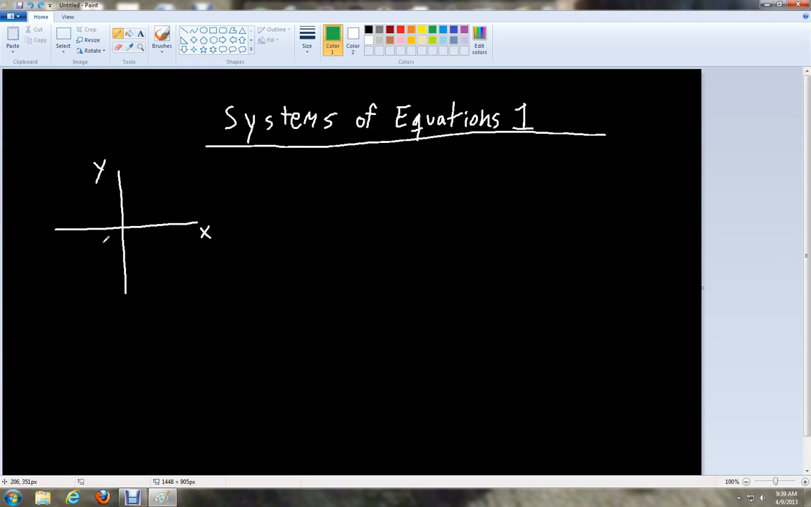So let's just say we have a couple of lines, and the way we would solve this system of equations by graphing is to look at where the two lines intersect or meet. The point of intersection, the ordered pair (x, y), would be your solution for the system of equations.